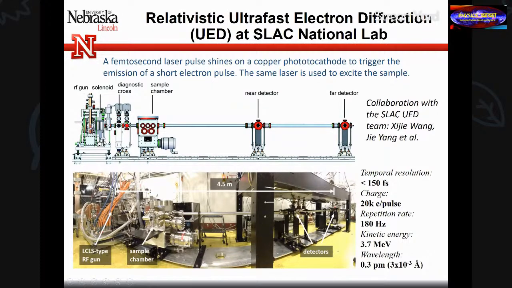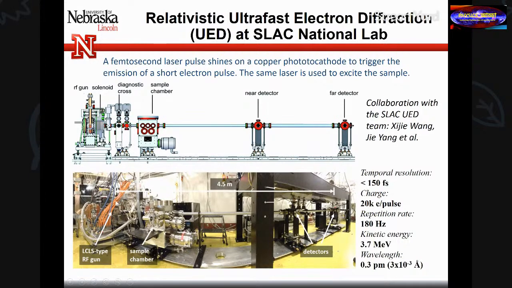This electron gun is similar to the one that drives the X-ray free electron laser, but here we just use the electron gun, and we have a femtosecond laser pulse which shines on the photocathode. Then the electrons get accelerated in an RF field to energies between 3 and 5 mega electron volts. Then we have some electron optics, and then our sample chamber. Here the electron wavelength is very small, in this case 0.3 picometers, so the diffraction angles are very small. So the detector actually sits about 3 meters away from the sample chamber.